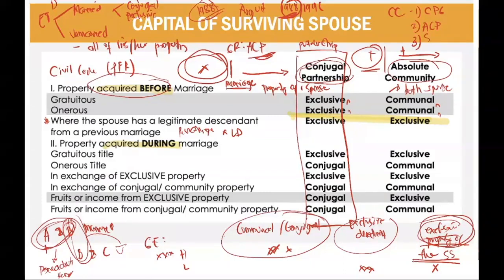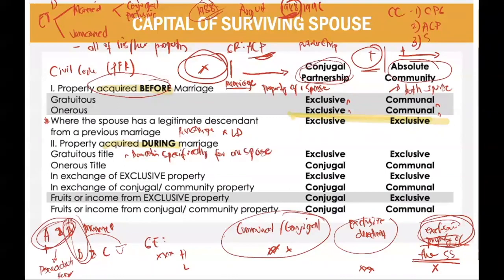Next, property acquired during marriage. If that is a property acquired during marriage by gratuitous title, it is exclusive. Why? Because this is considered a donation, specifically for one spouse. Okay? Sir, why is it considered exclusive? When we talk about gratuitous title, what comes into your mind will of course be a donation. If that is a donation, generally a donor will only name one of the persons among the spouses.